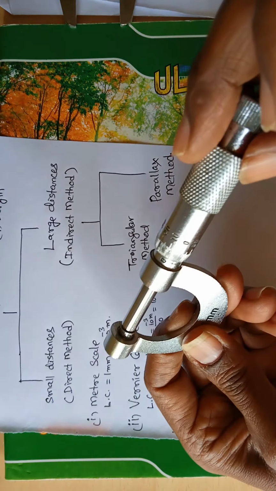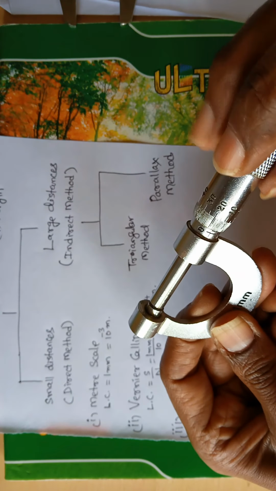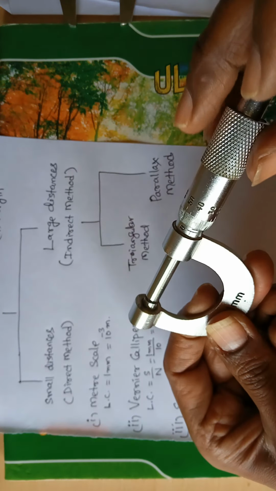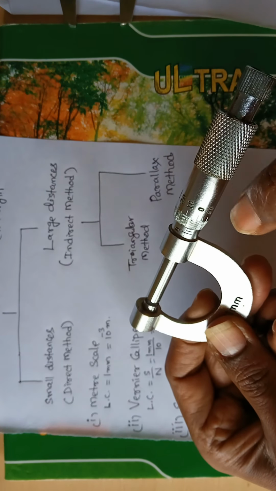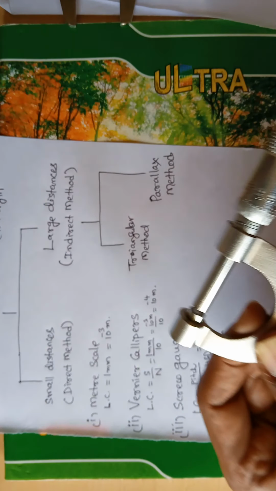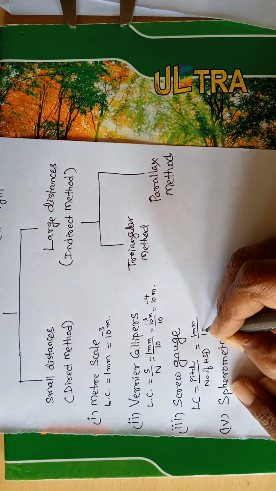You can see here the head scale divisions: 0, 10, 20, 30, 40, 50, 60, 70, 80, 90, then 90 to 0, these are 10 again. So 90 plus 10, 100. There are 100 head scale divisions.